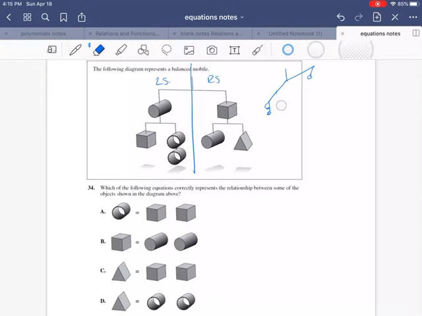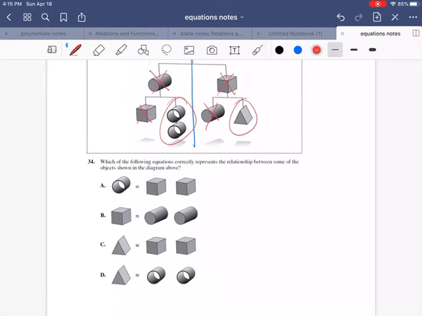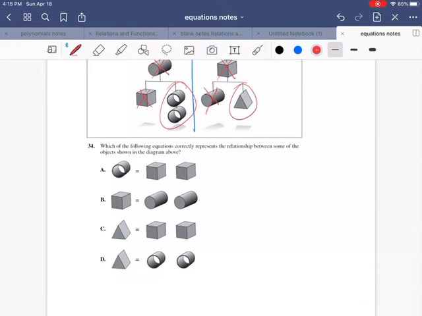So we know that the left side equals the right side. And if you look for common items, well, this is the same as this, so that would be equal. And this is the same as that, so that's equal. So what we're left with is those things are equal. So that's going to be option D.